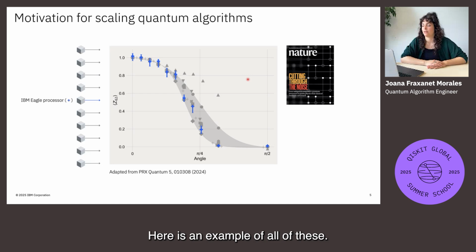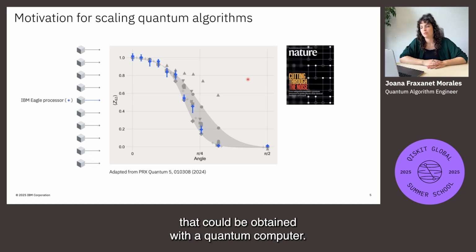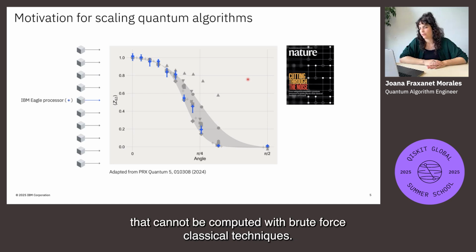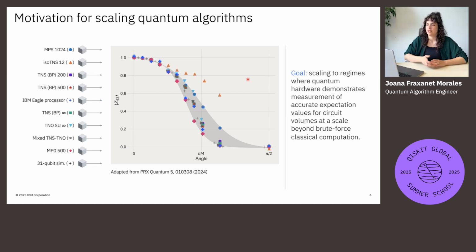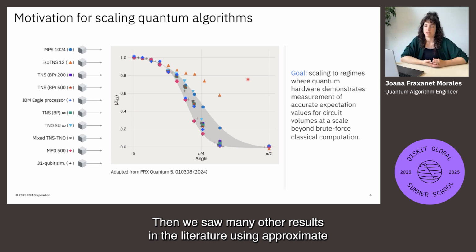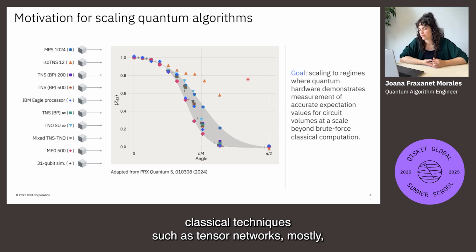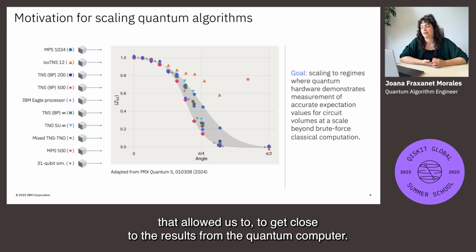Here is an example of all of this. In 2023, in the so-called utility paper, they published some results that could be obtained with a quantum computer. And these were results that cannot be computed with brute force classical techniques. Then we saw many other results in the literature using approximate classical techniques, such as tensor networks mostly, that allow us to get close to the results from the quantum computer.